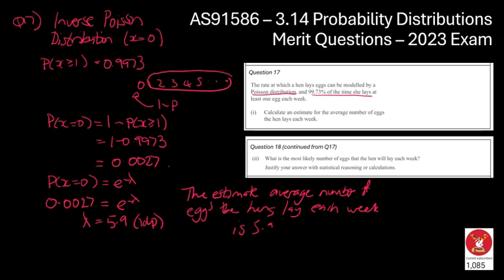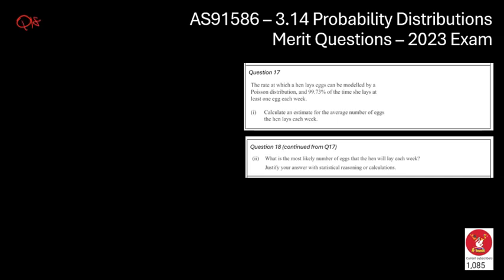is 5.9. So we're now on to question number 18, and this one's quite a weird one in terms of merit questions. I haven't seen one like this before, but this question carries on from the egg stuff previously. What is the most likely number of eggs that the hen will lay each week? Justify your answer. As the question stated, we know that this is a percent distribution question. And we previously calculated the lambda, or the average, to be 5.9 eggs per hen.